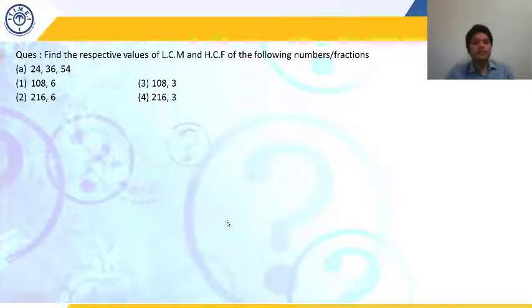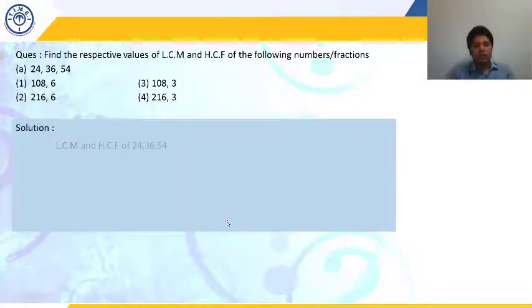Okay, let's start. What was the question? Find the respective values of LCM and HCF of the following numbers: 24, 36 and 54. So first, let's get the LCM and HCF by using prime factorization. So first get the prime factorization of all of them.